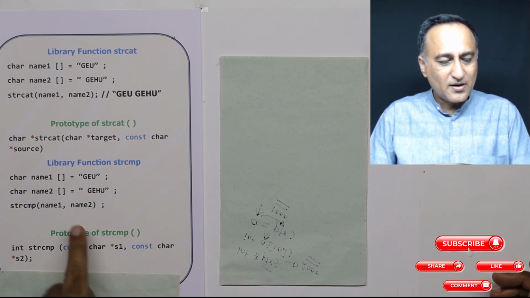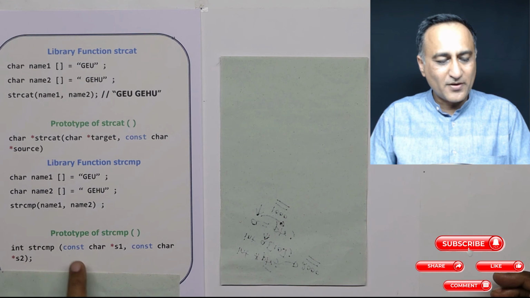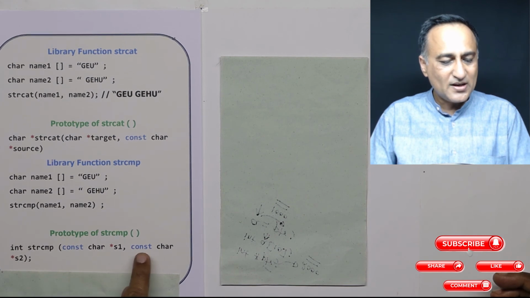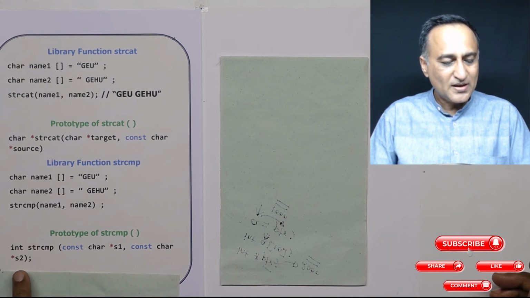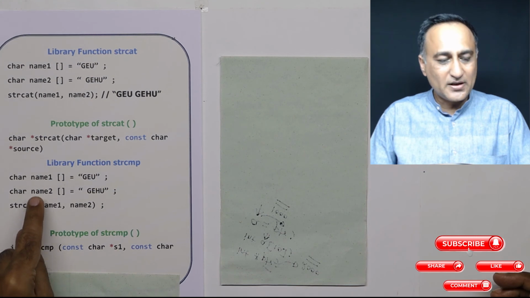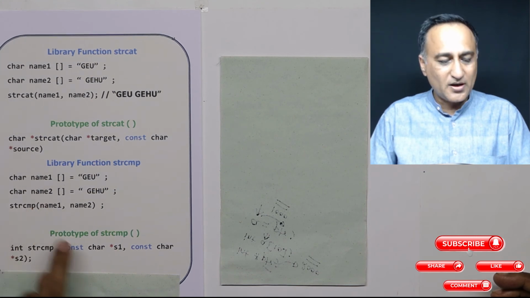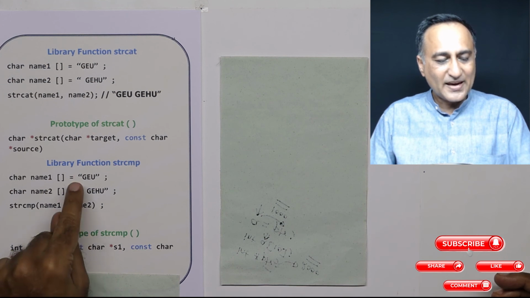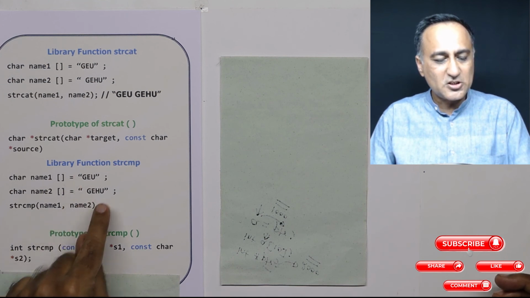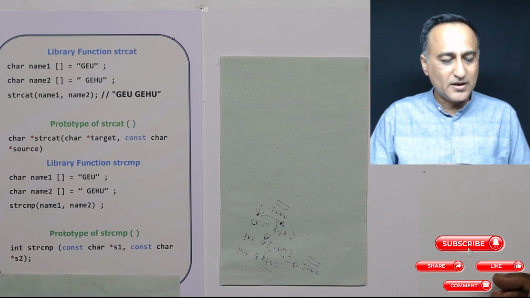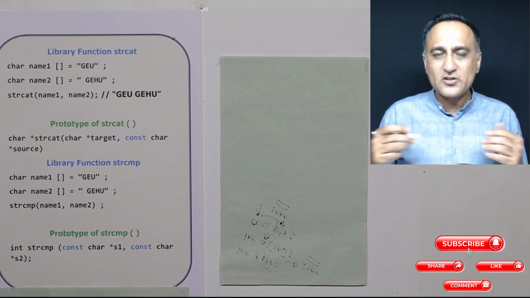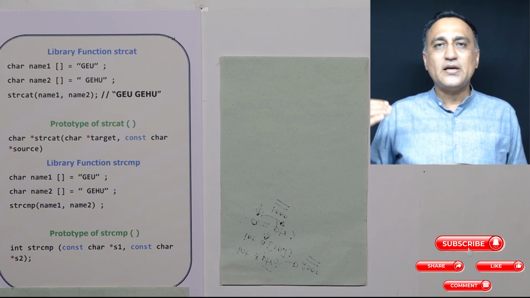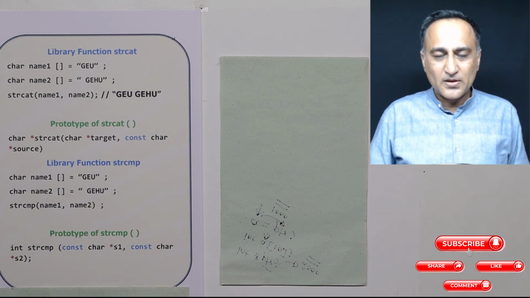In strcmp, neither of the two strings should be modified. That's why I have constant char s1, constant char s2. Since name1 is a pointer, name2 is also a constant pointer. So you are seeing star s1 represented by name1, star s2 represented by name2. Constant char indicates that I cannot change GEU nor can I change GEHU when I am passing them to strcmp. So I hope this clarifies your understanding of the most commonly used library functions in C.